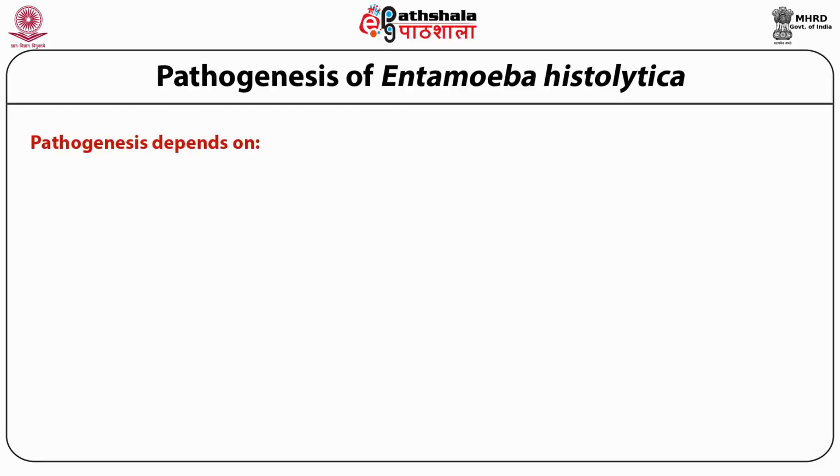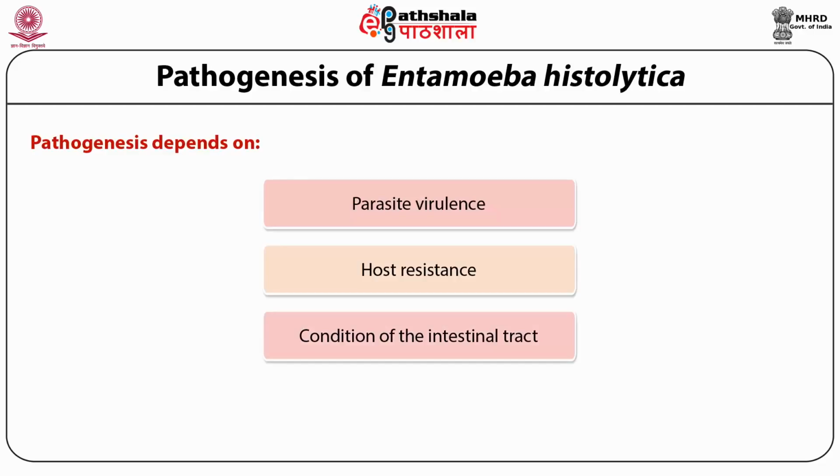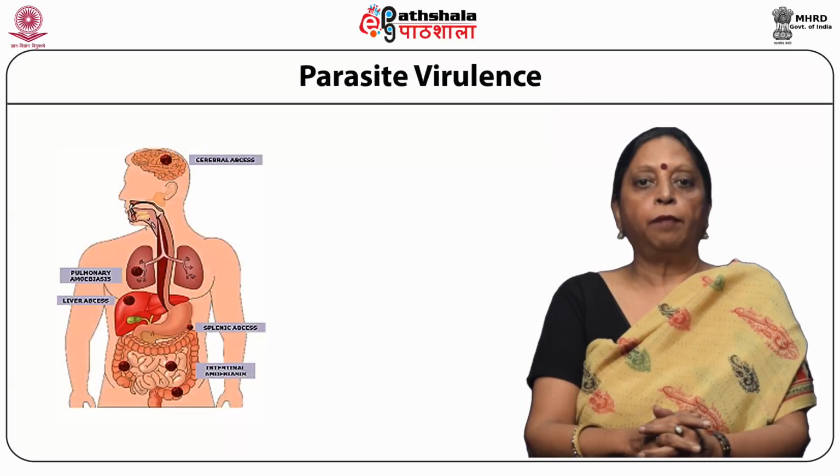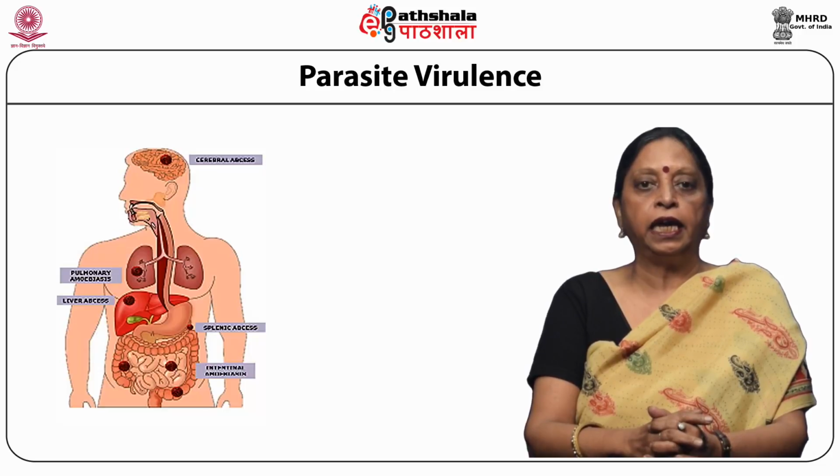Pathogenesis depends upon three factors: parasite virulence, host resistance, and condition of the intestinal tract. Now talking about the parasite virulence, the infection can either be non-invasive or it can be invasive. The non-invasive infection is localized and confined to the lumen of the large intestine and is usually seen in people with normal immune system. As the name suggests, in the invasive infection, the trophozoites can penetrate the intestinal wall and cause lesions. This can be normally found in persons with a weak immune system.